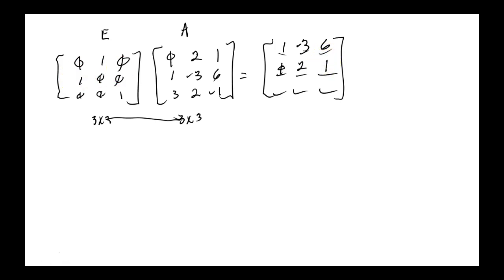The 3,1 entry would be third row by first column. And that would be a 0, 0, 3. And the 3,2 entry will be third row by second column, 0, 0, 2. And the 3,3 entry will be third row by third column, which is a 0, 0, minus 1. Okay, there's our new matrix. That's the product of those two. How does that compare to matrix A?